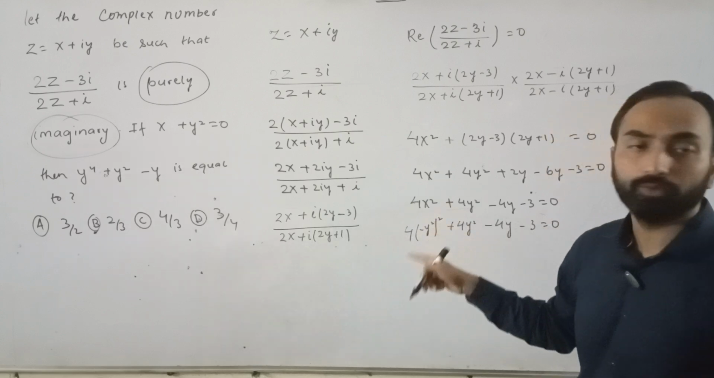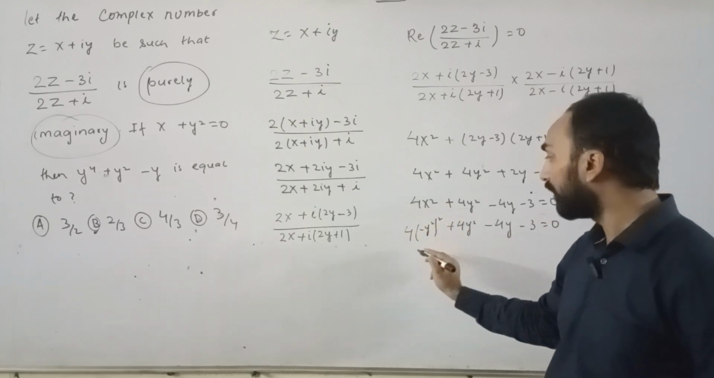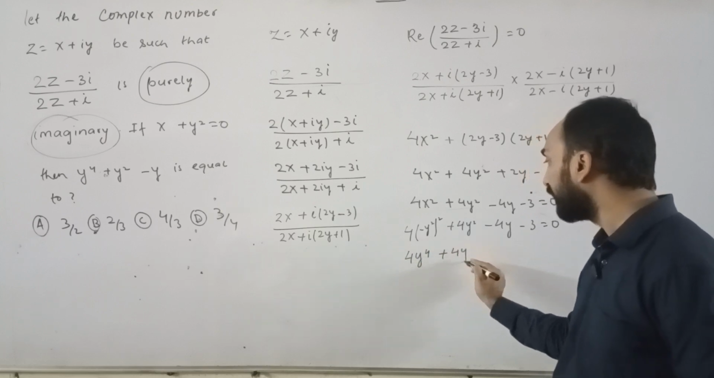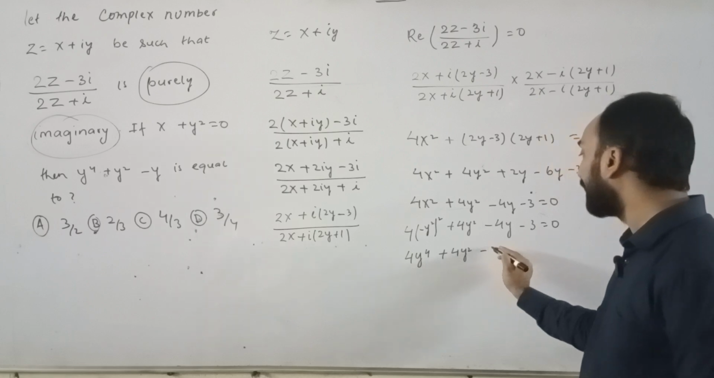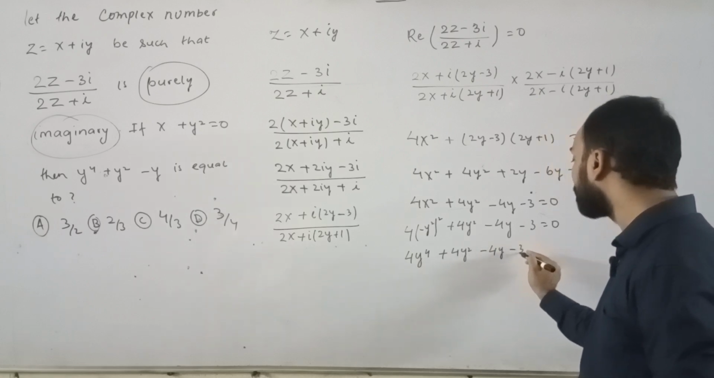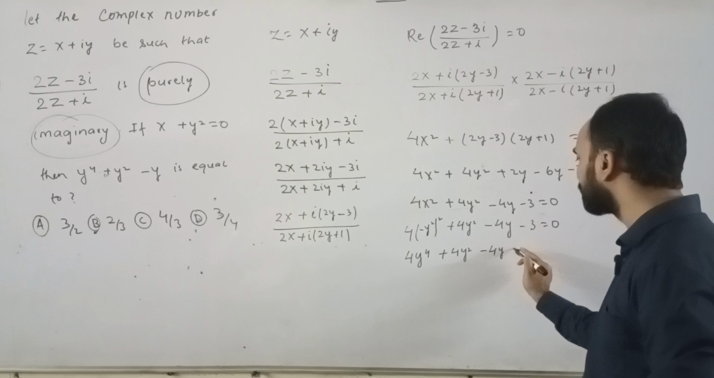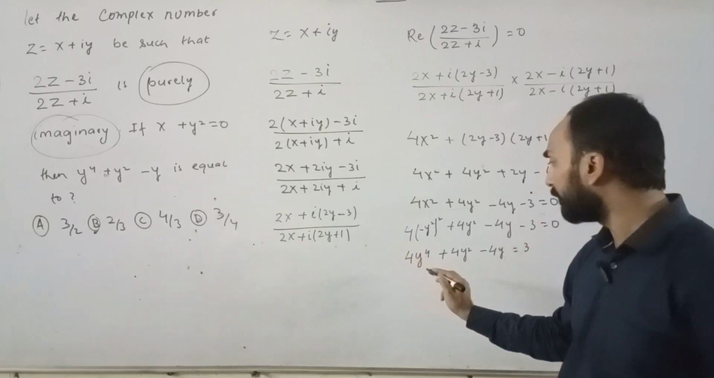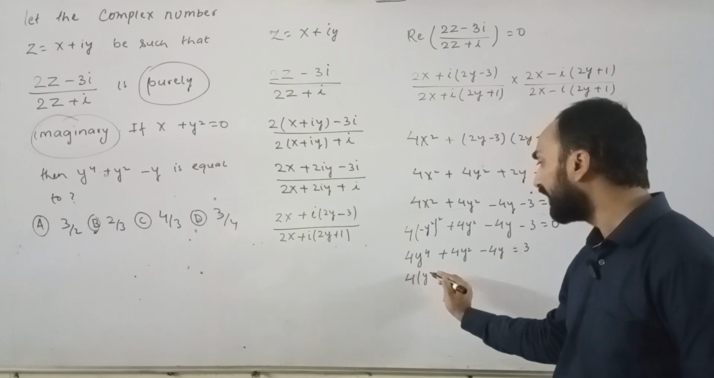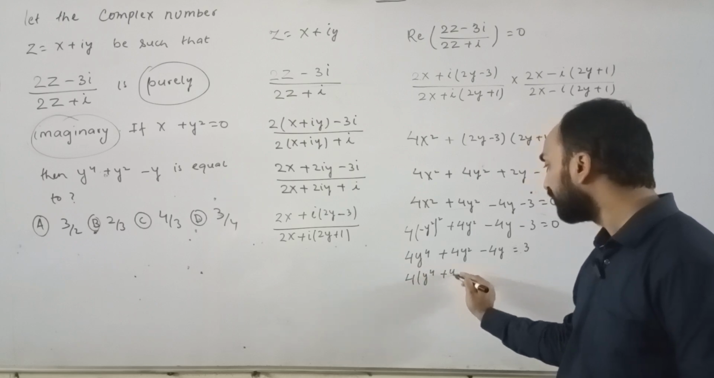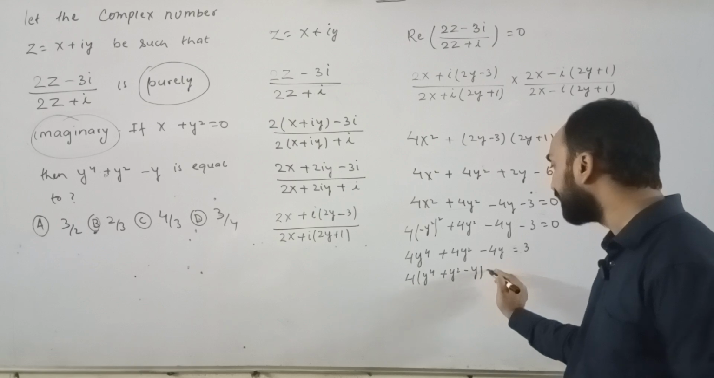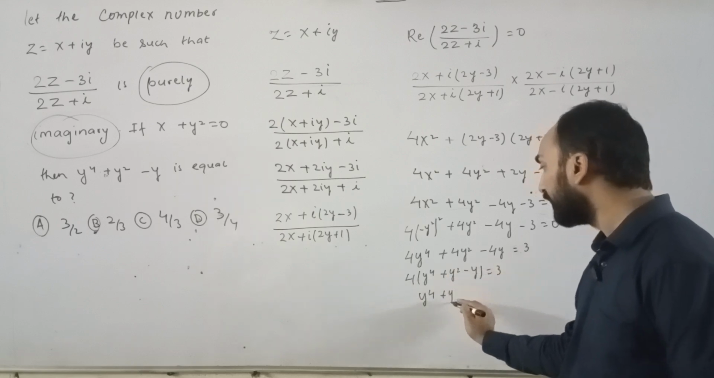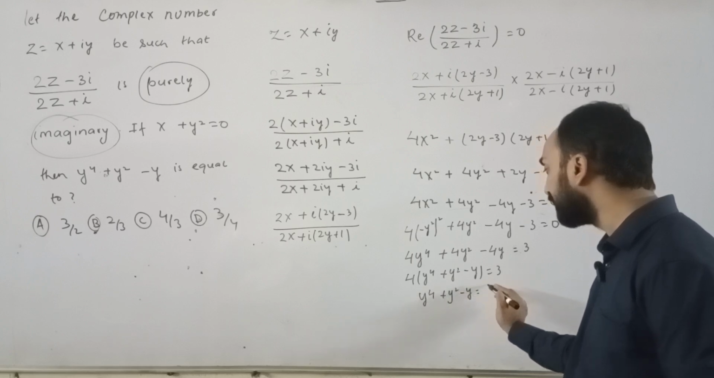Now (−y²)² is y⁴, so this becomes 4y⁴ + 4y² − 4y − 3, and writing the −3 on the right hand side, it becomes equal to 3. Now I can take 4 common from everywhere: 4(y⁴ + y² − y) = 3. Now I can write y⁴ + y² − y is equal to what?